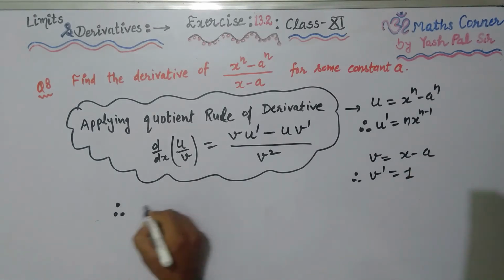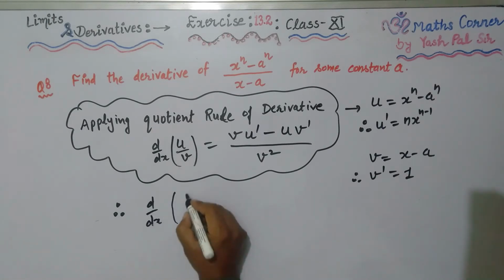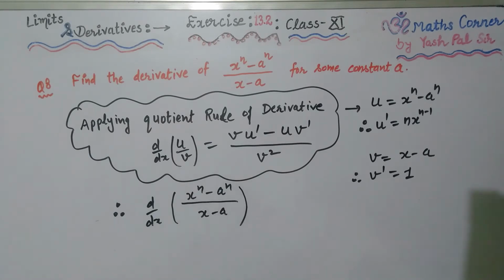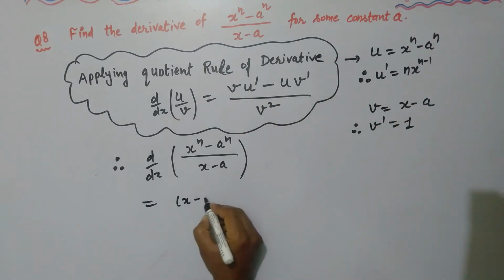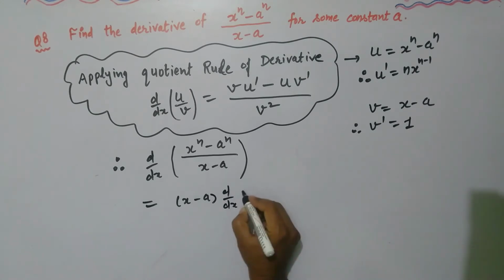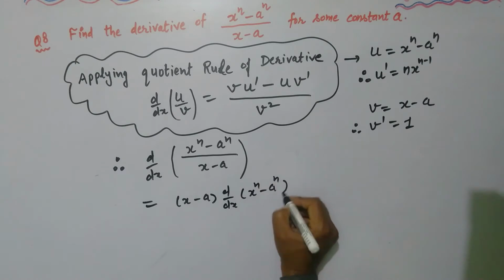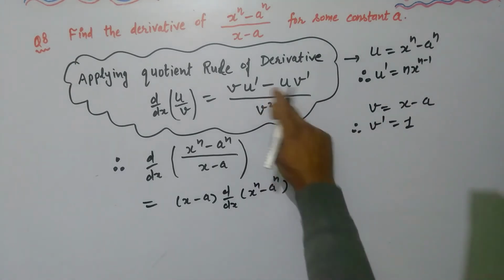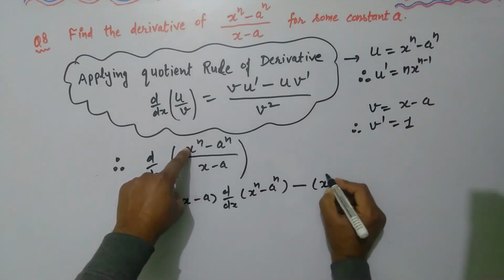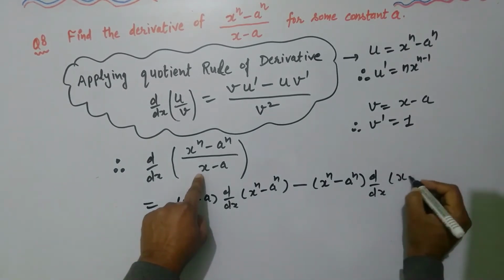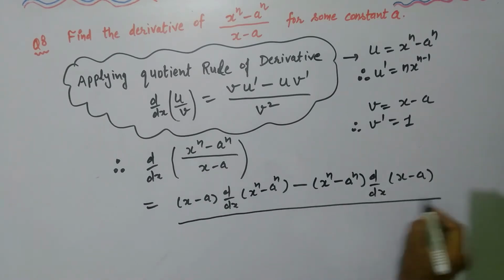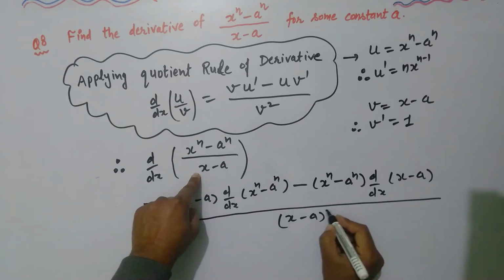So the derivative of x raised to power n minus a power n divided by x minus a, what is this? This is equal to, how do we write this? Now we write it like this: v, that is x minus a, into the derivative of x power n minus a power n, minus, according to this rule, minus sign, u, meaning x power n minus a power n, into the derivative of the denominator x minus a, whole divided by x minus a its whole square.